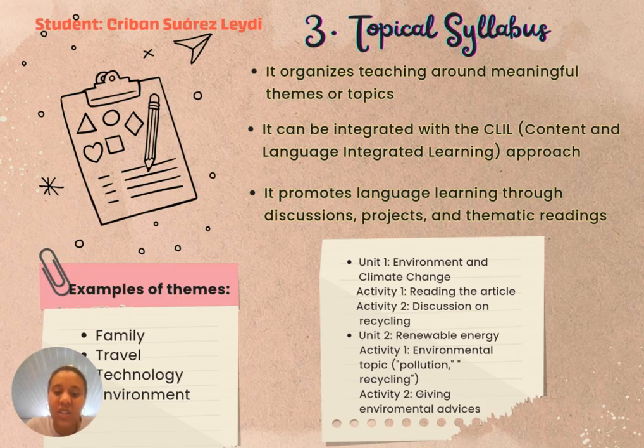Activity 1 could be reading the article, activity 2 discussing on recycling. Unit 2 could be renewable energy, activity 1 environmental topic, pollution, recycling. Activity 2 giving environmental advice, in which the students may need to use the must or the should to construct the expressions.